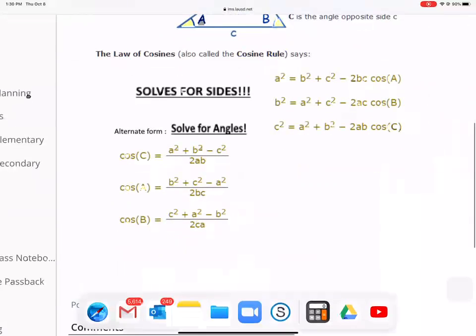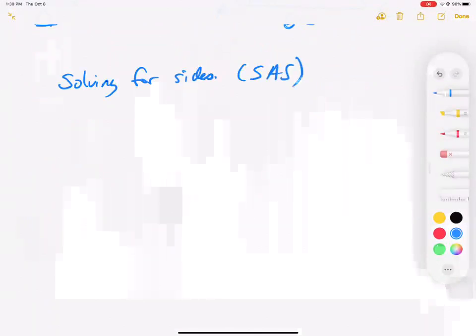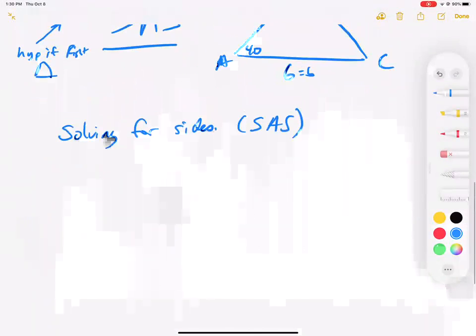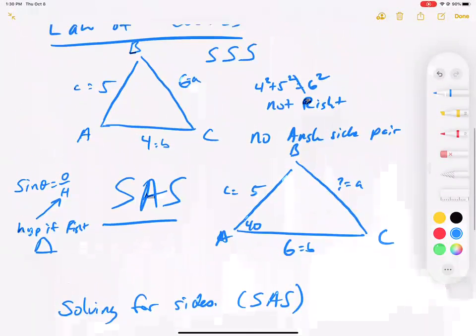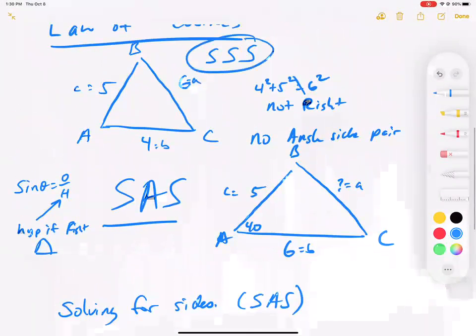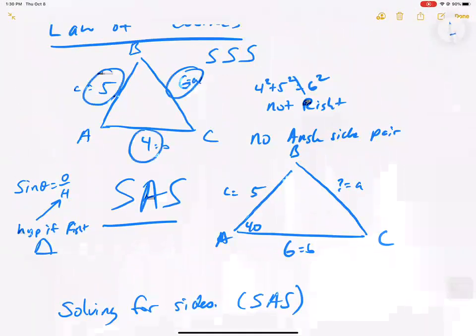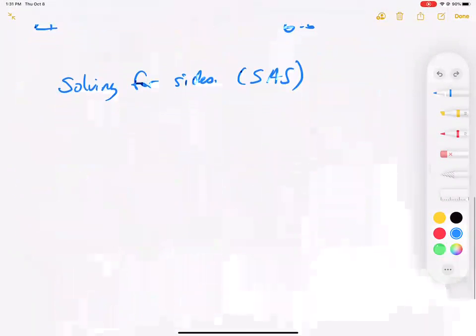Okay, let's talk about our first version here: solving for sides. This is going to be for SAS triangles. You wouldn't use this for an SSS triangle. Why? Because when I say solving for sides, we already have all three sides. We don't need to find another side. We have all three sides already. So for SAS, this is our rule.